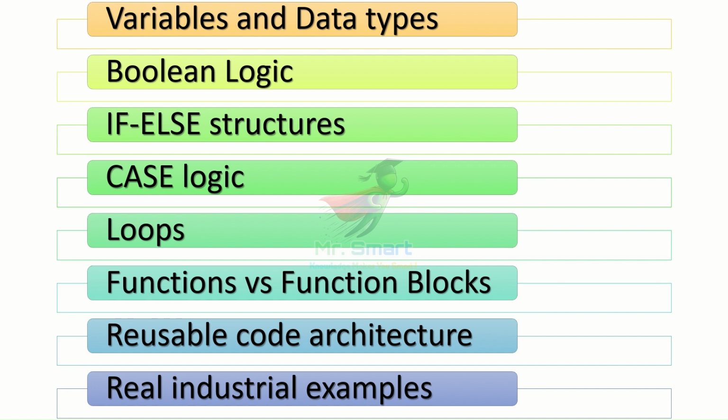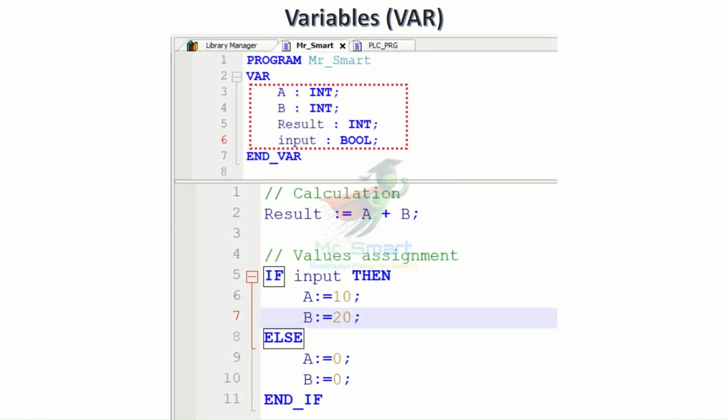But before all that, we must understand the core building block of structured text. And that is variables. In structured text, nothing exists unless you declare it. Every signal, every memory, every calculation starts with a variable. Inputs, outputs, internal flags, timers, counters, all become named variables. And naming is not just syntax. Naming is communication. A well-written structured text program can be understood even after 5 years, while a badly written one becomes a nightmare within 5 days.